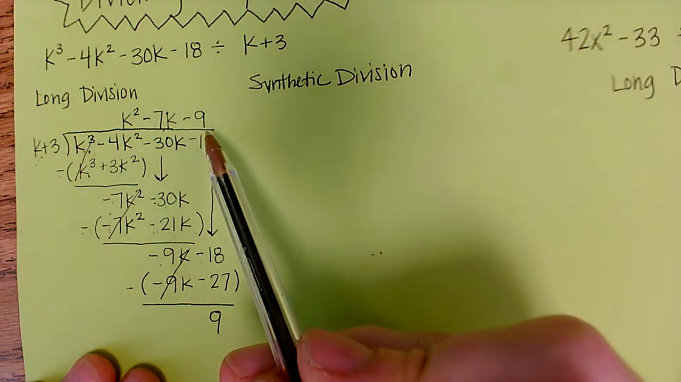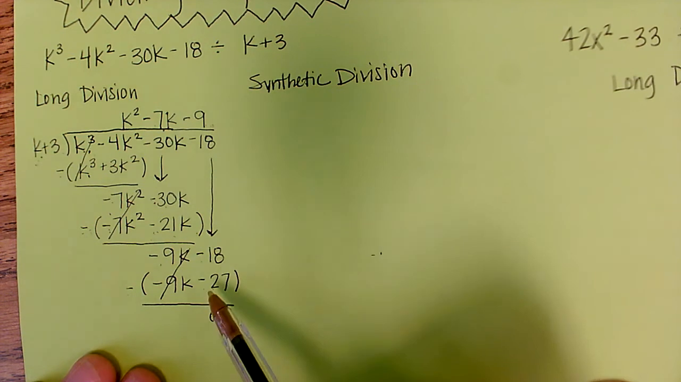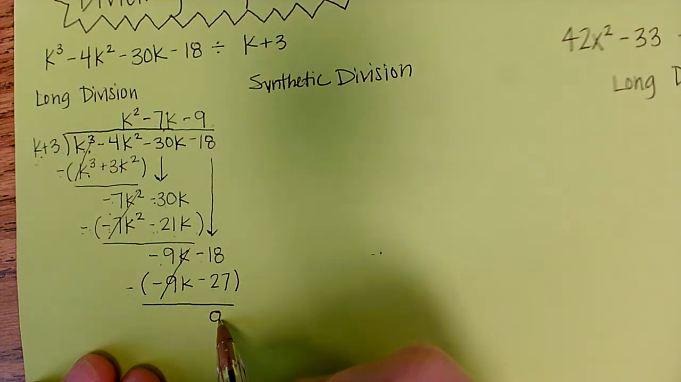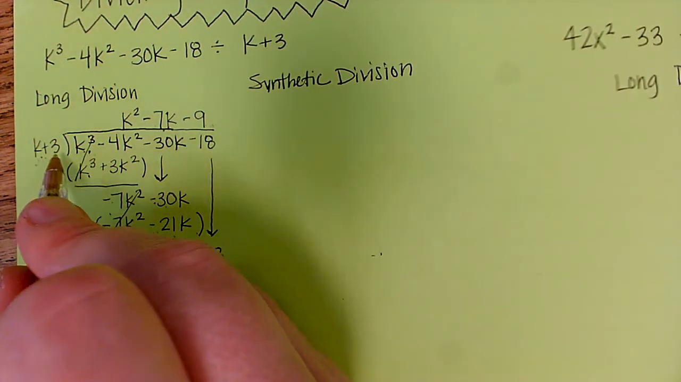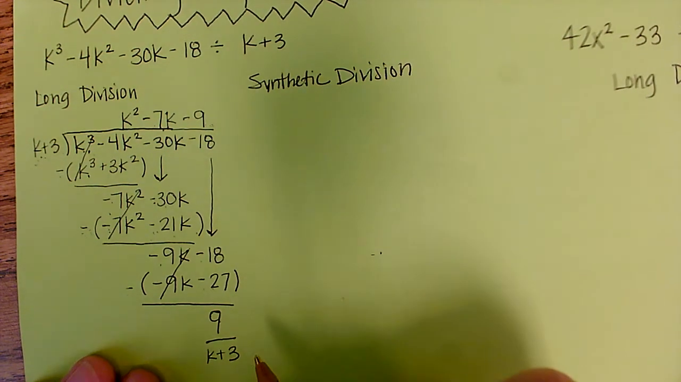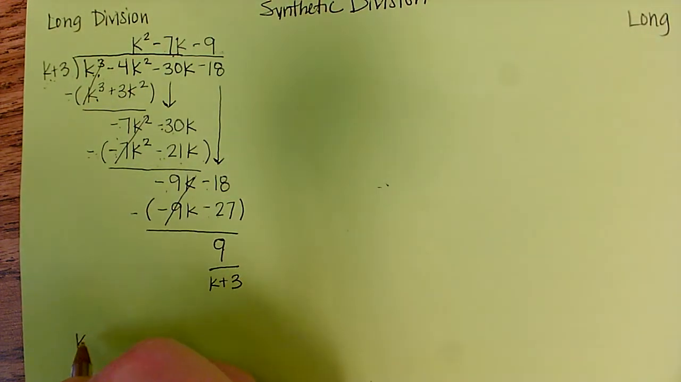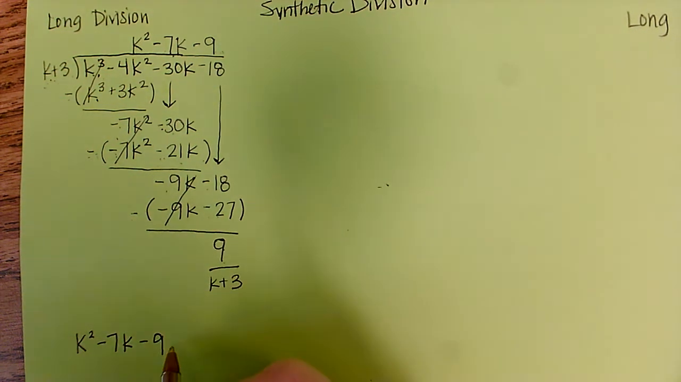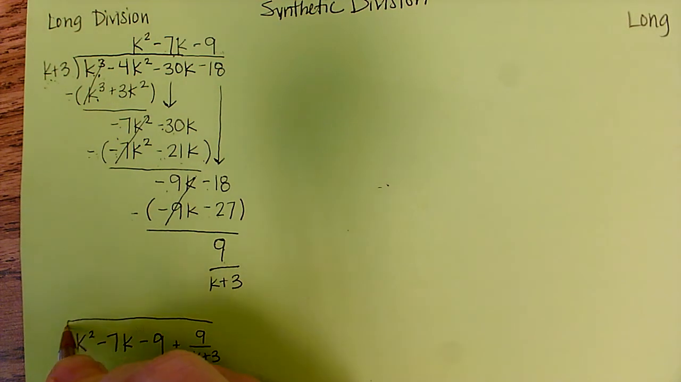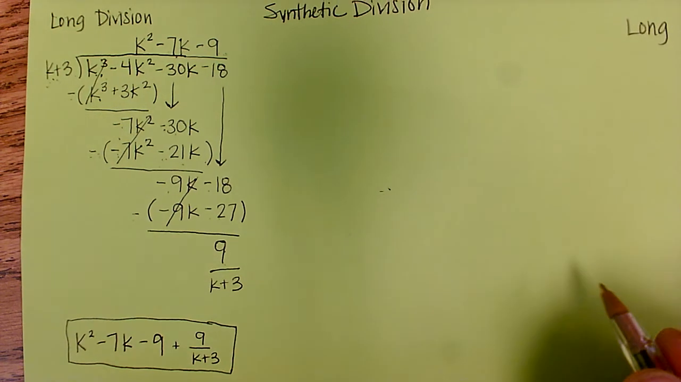Okay, once you've filled this up, so your constant number was your last term that you can put up here, there's no more room, this becomes your remainder. So you put your remainder over top of your divisor, so you're going to say 9 over k plus 3 is your remainder. So when you finalize your answer, you're going to take what you have up here, so k squared minus 7k minus 9 plus 9 over k plus 3. So that is your final answer.